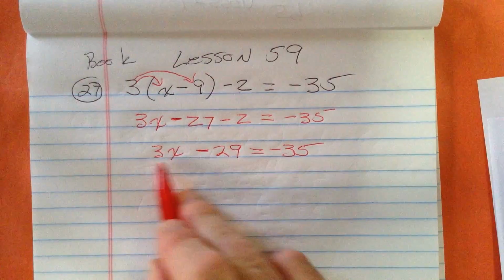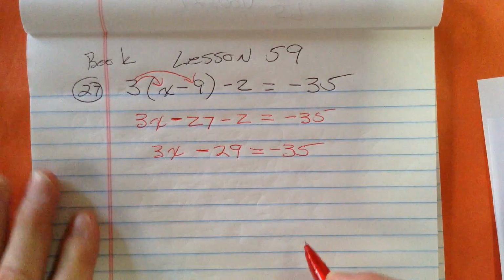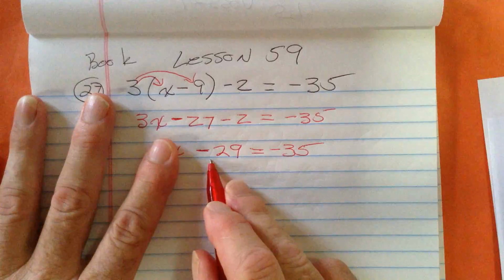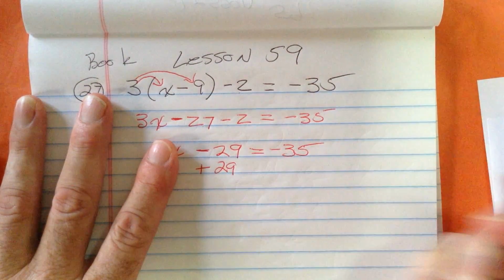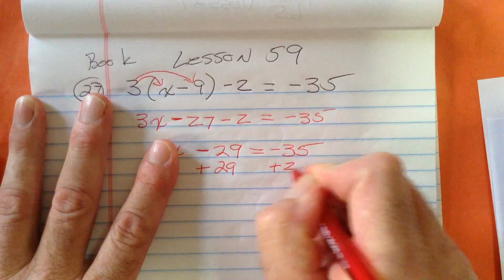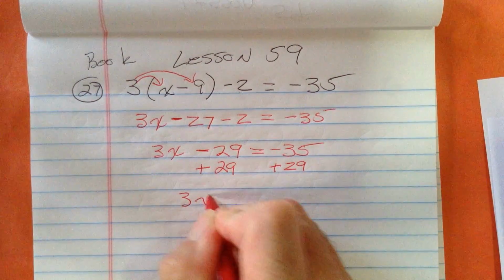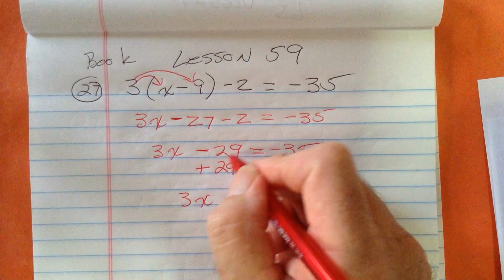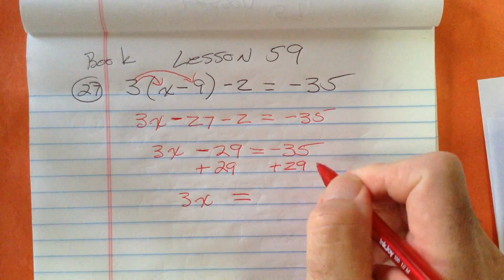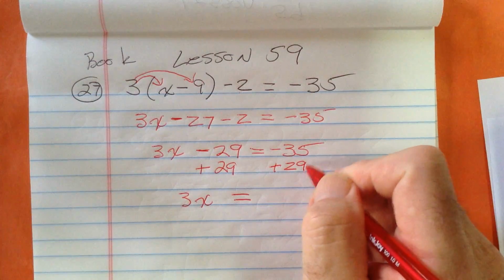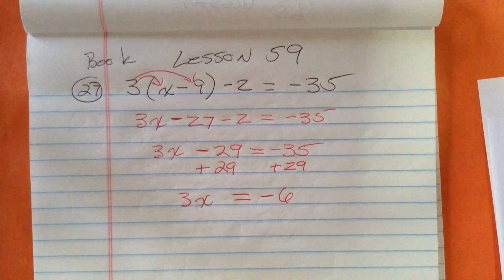So I want to isolate the x. I want to cancel everything here, move it to the other side. So here I can deal with the negative 29 by doing the opposite, adding 29. So I add 29 on this side, and I end up with 3x, because negative 29 plus 29 is 0. Negative 35 plus 29 gives me a negative 6.